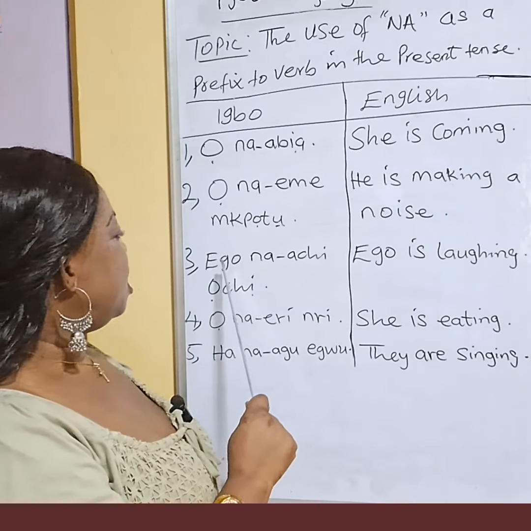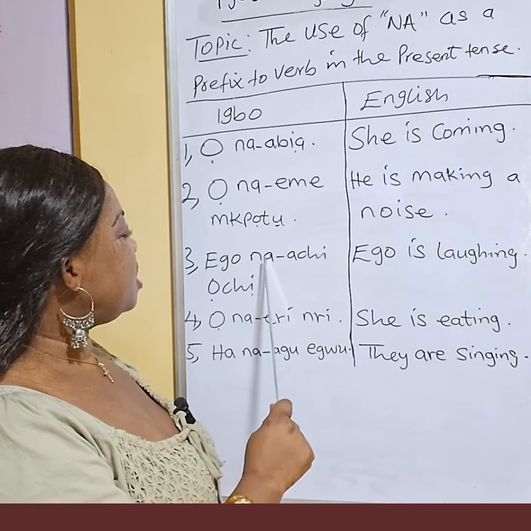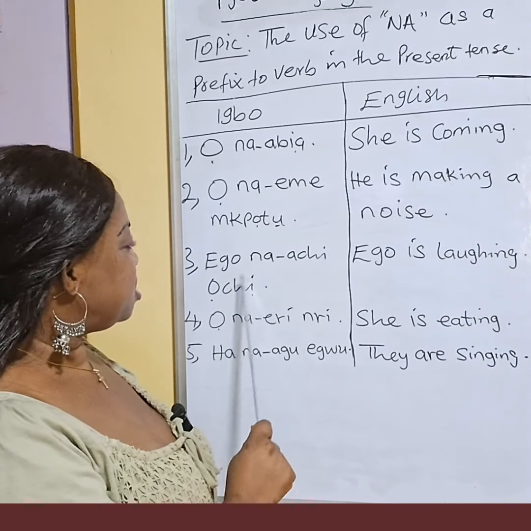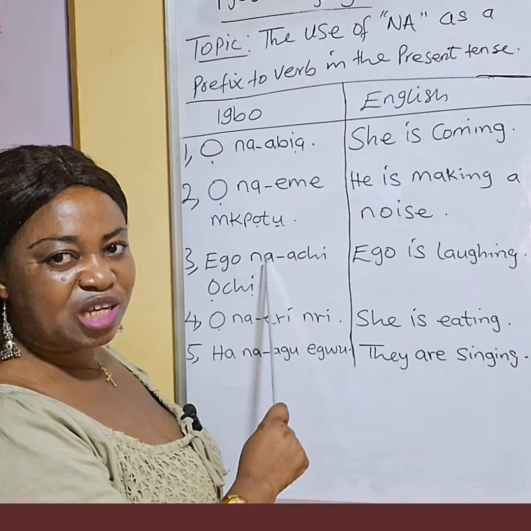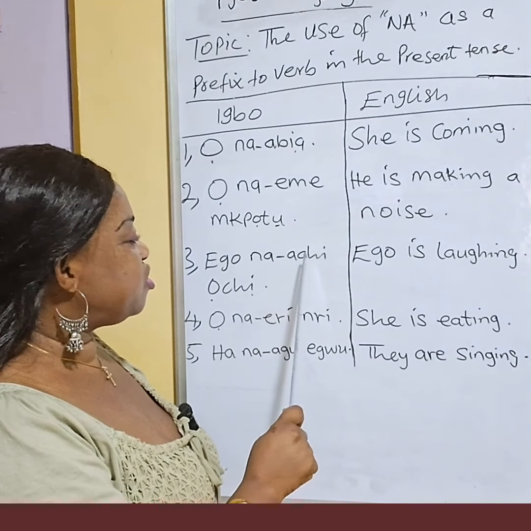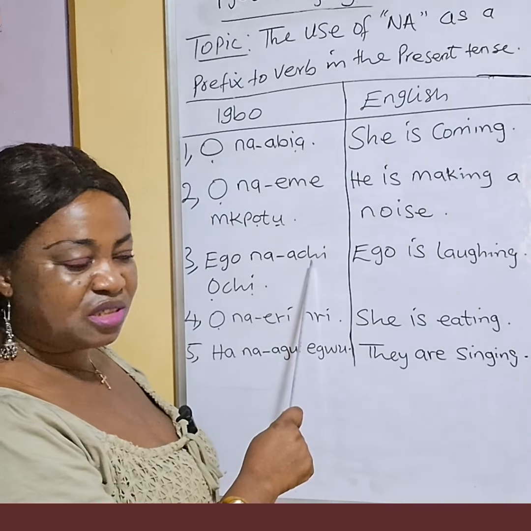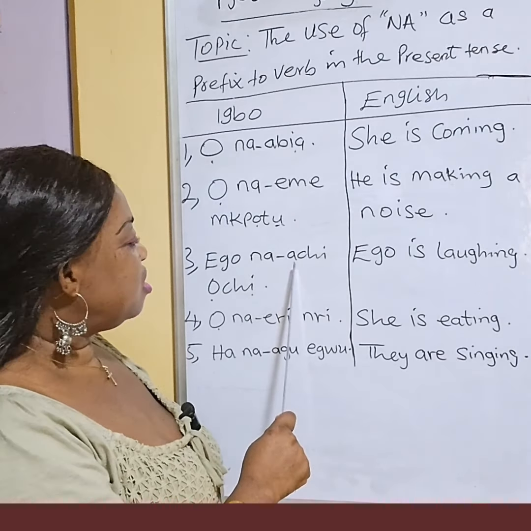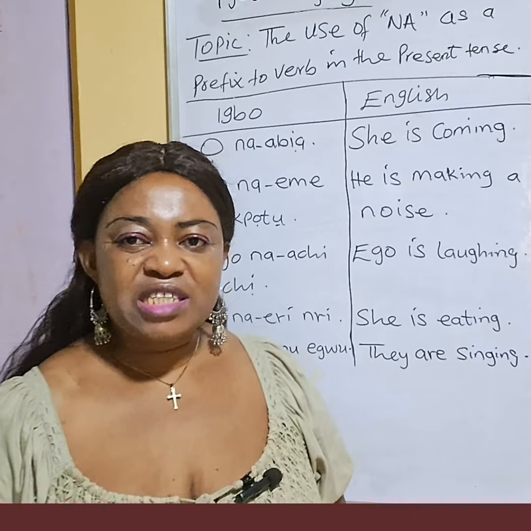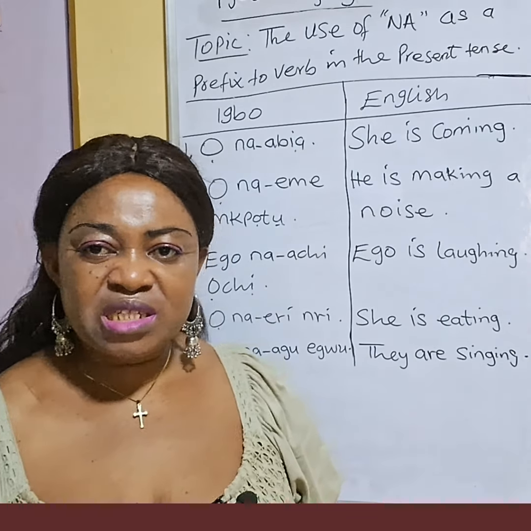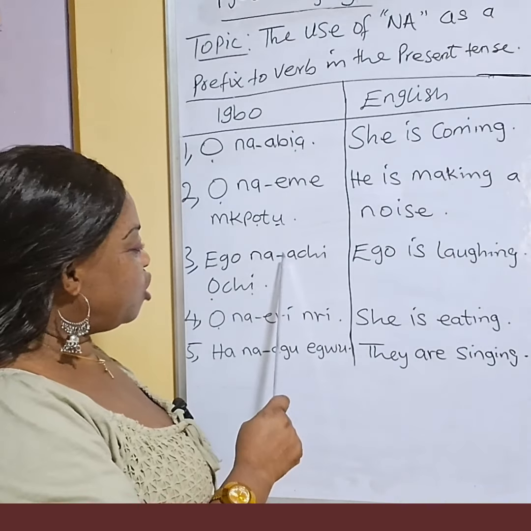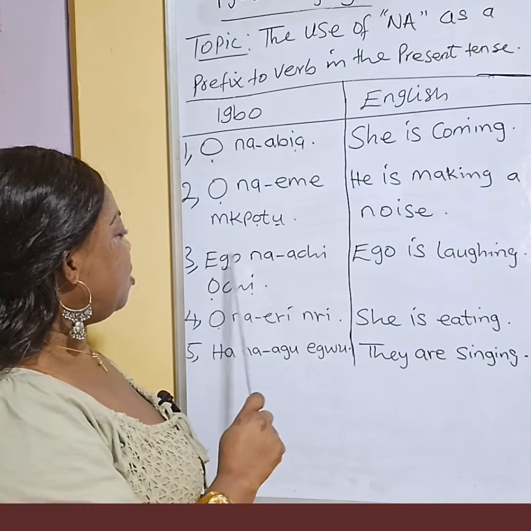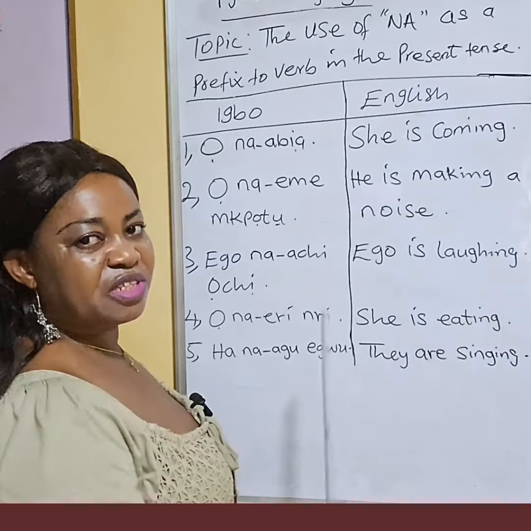Another example. Ego na achi ochi. Ego is a name of a girl in Igbo. Na achi. This is na as a prefix to this achi, that is laughing. And look at the hyphen to show you that it is in present tense. Na is working as a prefix to a verb in present tense. It must be hyphenated. We must put hyphen between the na and the verb. Ego na achi ochi, meaning Ego is laughing.